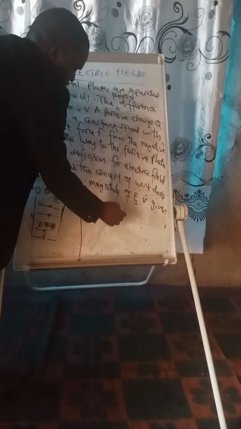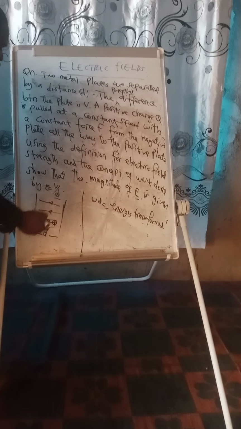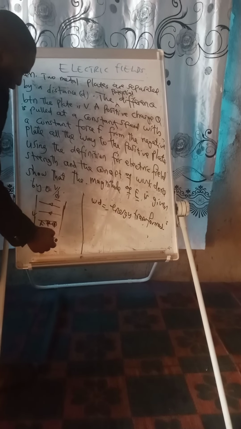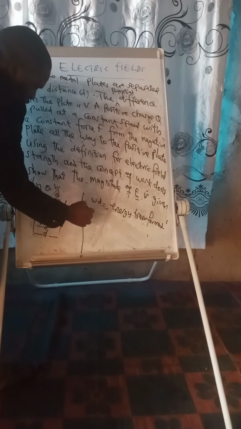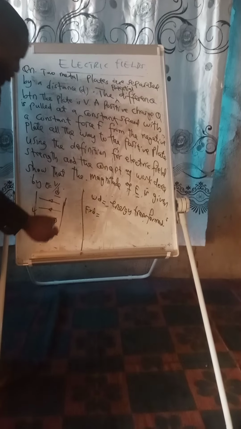Here we say work done is equal to energy transformed. So our work done here would be equal to, always, work done is equal to force times the perpendicular distance. So force times distance will be equal to energy transformed.